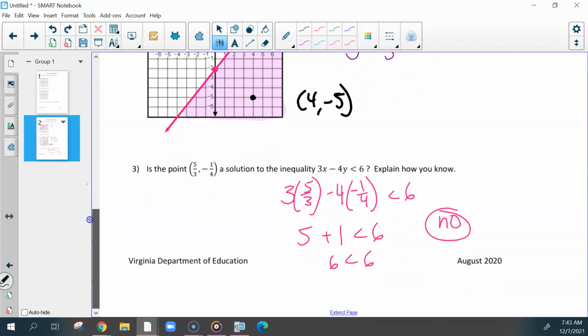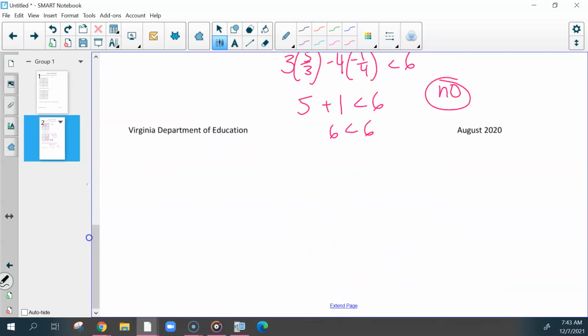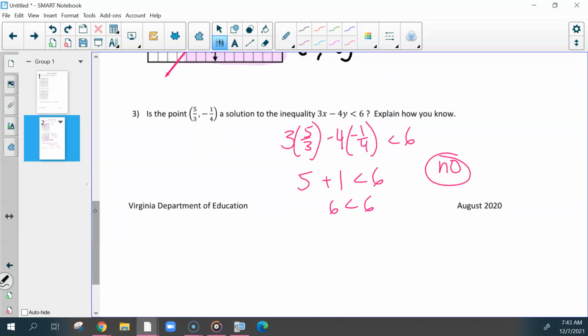Number 3, you needed to check and see, is this point a solution? The easiest way to check that is to put it back in and see, is this a true statement or is it not? So when you put in x and y into your inequality, you get 5 plus 1 is less than 6. So 6 is less than 6, and that is not a true statement, it is false. So this would not be a solution because this statement is false. If it were true, then it would have been a solution.